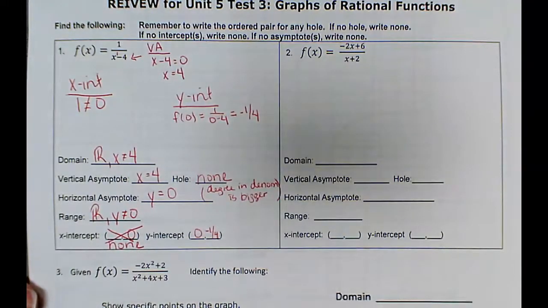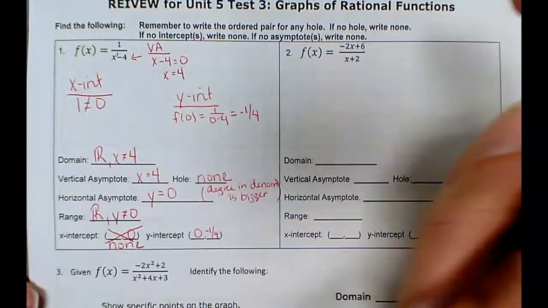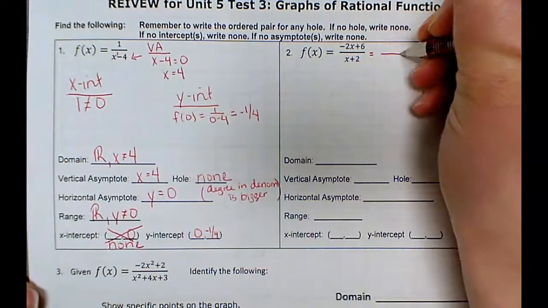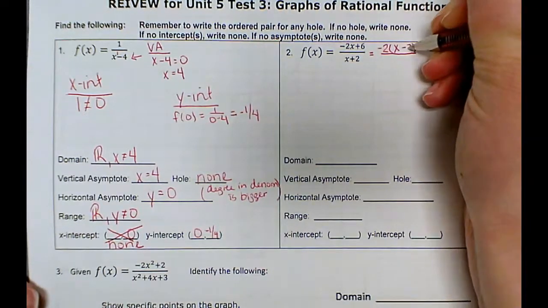For number 2, I'm going to do the same thing. This is a different function, though. I can factor the numerator, whereas before there was nothing to factor. Here I can take out a GCF of the numerator. So I'm going to take out negative 2. That leaves me with x minus 3.